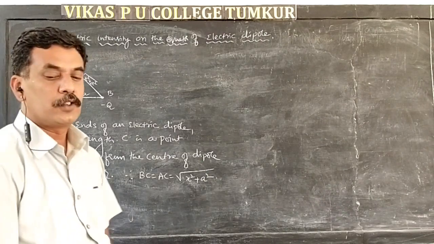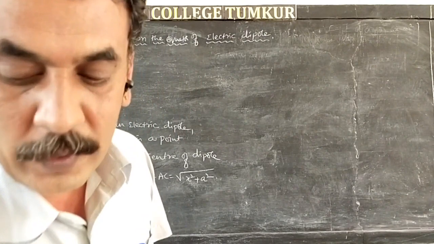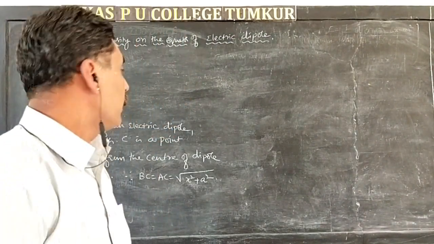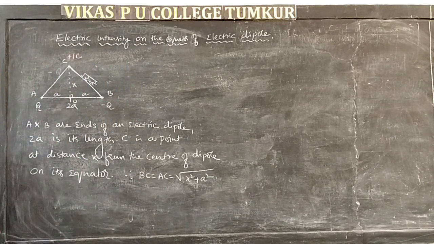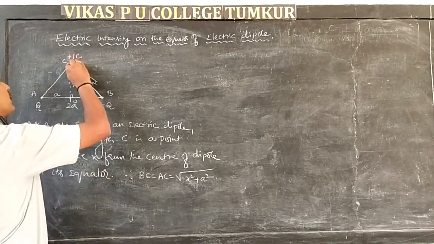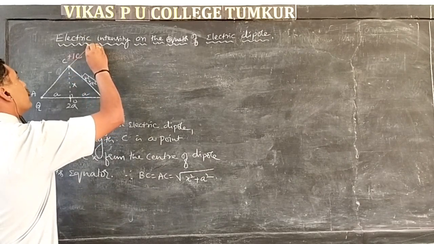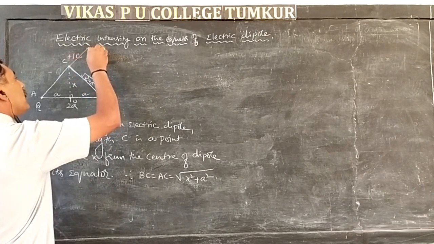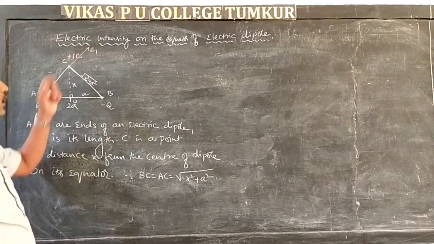So what happens when 1 coulomb charge is placed at that point? So 1 coulomb charge on a point, if we place it there, the charge at A will repel the charge at C. So it will repel the charge at C like this. So the intensity, we write as E1. Like charges repel.